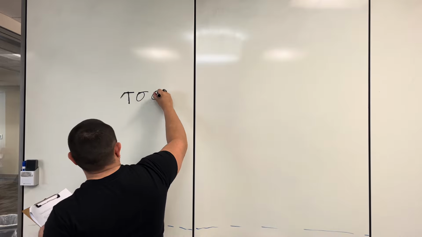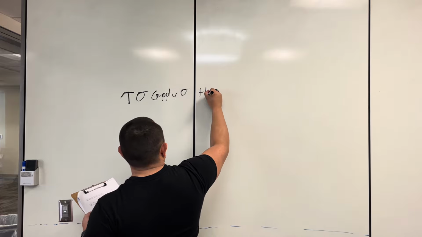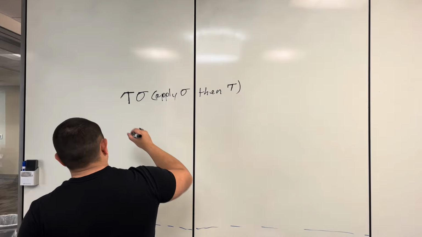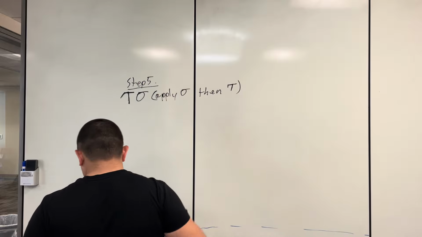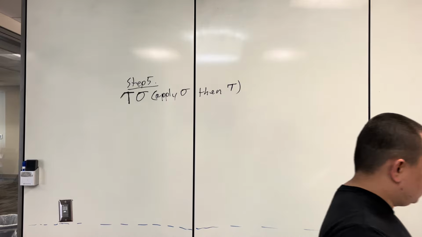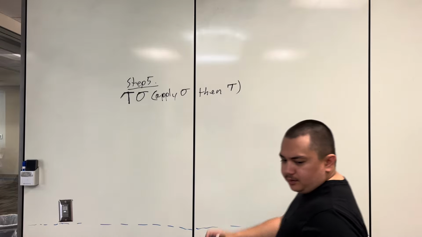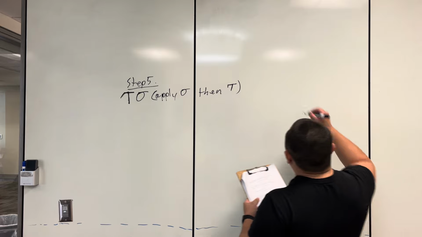For tau sigma, apply sigma, then tau, which would be step 5. Let's rewrite tau and sigma here so that we have a better idea of what we're working with. Okay, I can sort of see the limits of where I can write on this board.